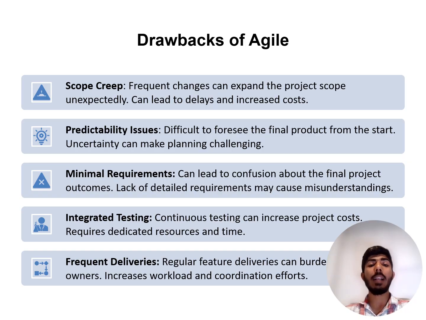What are the drawbacks of agile? While agile is great, it has drawbacks too. It has a lot of benefits, but it has drawbacks too. So scope creep happens when frequent changes expand the project scope unexpectedly, like adding more and more rooms to your Lego castle until it becomes a mansion. That's the thing.